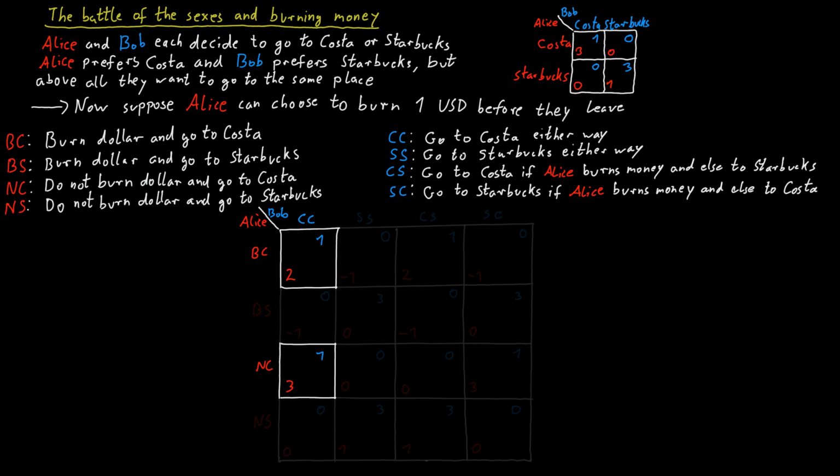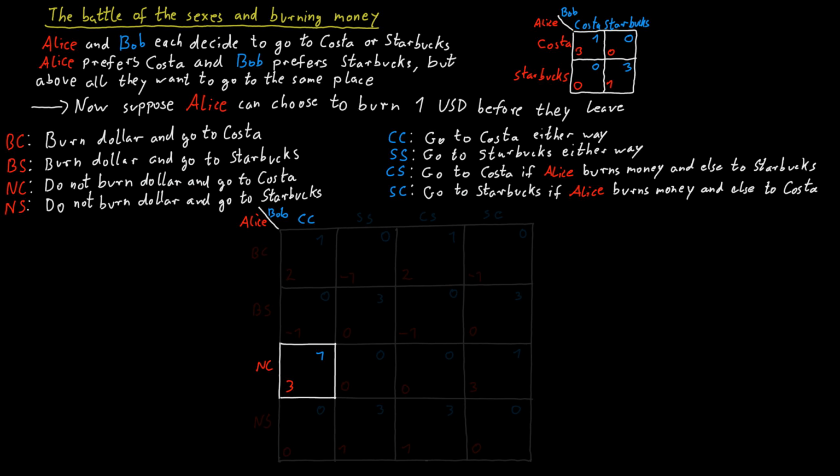And finally, strategy NC dominates strategy BC, so we cross out strategy BC as well. We are left with a single strategy profile. We conclude, according to this logic, that Alice does not burn the money, and that she goes to Costa, and Bob goes to Costa as well, and they are happy because they can meet there.